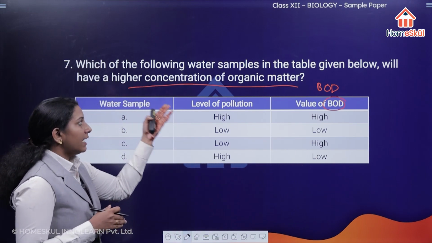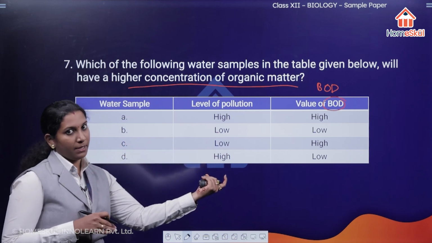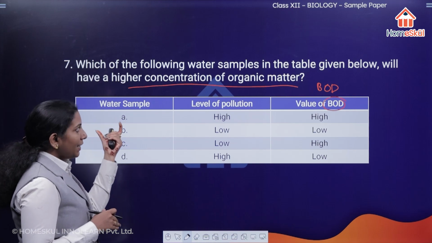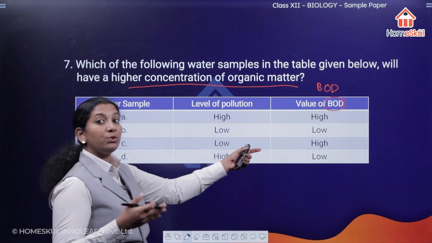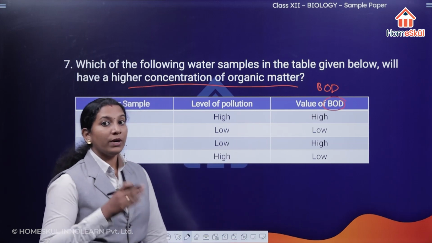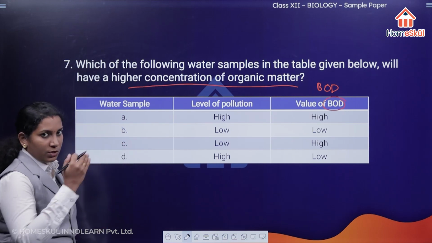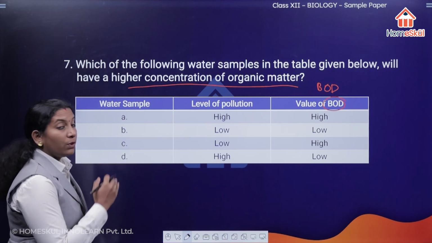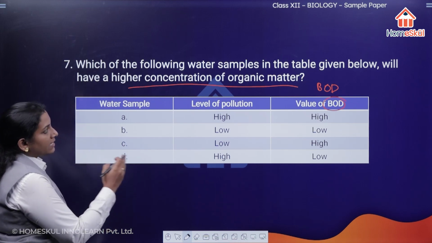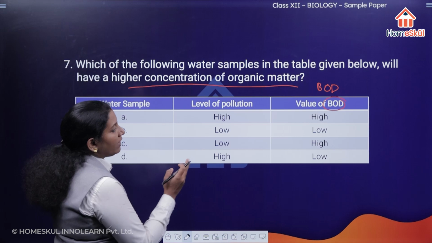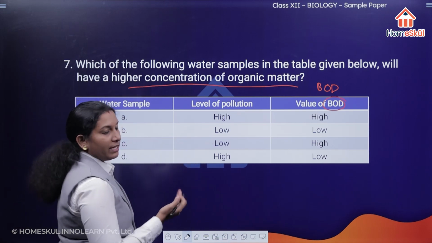Right, so here you can see the level of pollution and the value of BOD in each of the water samples is given in this table. Right, so in water sample A, you can see a high level of pollution, so high pollutants will be there and its value of BOD is very high. Similarly, in water sample B, the level of pollution is very low, but the value of BOD is again low, and in water sample C, the level of pollution is low and the BOD value is very high, and in D, the level of pollution is high but the BOD value is low.